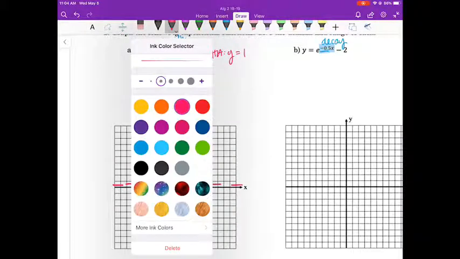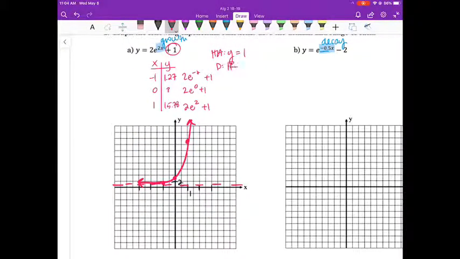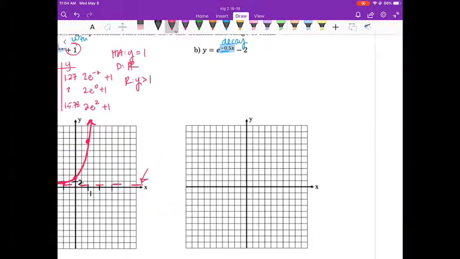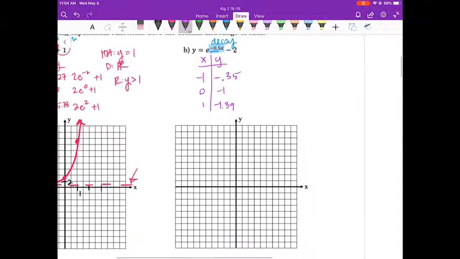Our domain for exponential functions will always be all real numbers, and our range is affected by that horizontal asymptote. So for us, y is greater than k, or y is greater than 1. In example B, same process. We are plugging in coordinates for our x, -1, 0, and 1, and again we go straight to our calculator. When you do, you get -0.35 plugging in -1, -1 plugging in 0, and -1.39 plugging in 1.